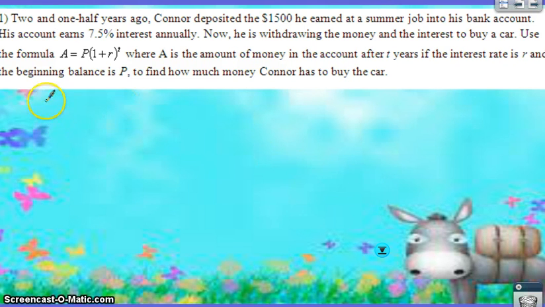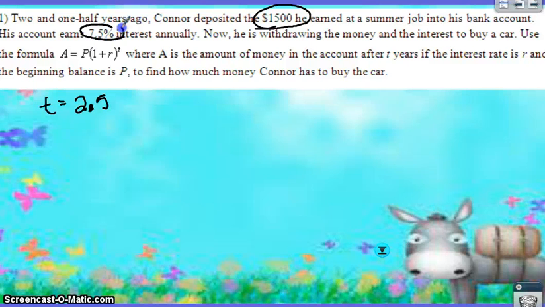2.5 years ago, I would start to take notes here. That tells me time is 2.5. 2.5 years ago, Connor deposited $1,500 that he earned at a summer job in his bank account. He earns 7.5% interest annually. Now he is withdrawing the money and interest to buy a car. Use the formula. So there you go.